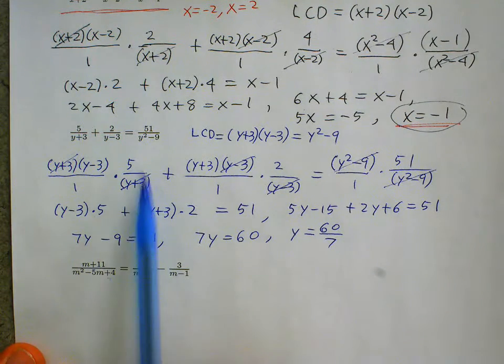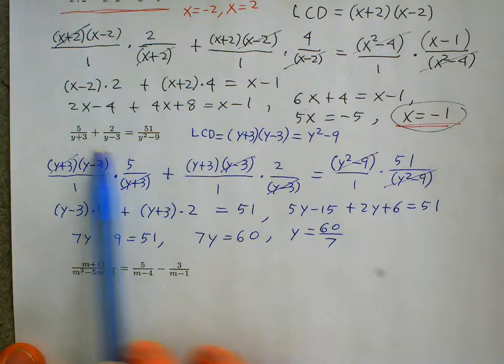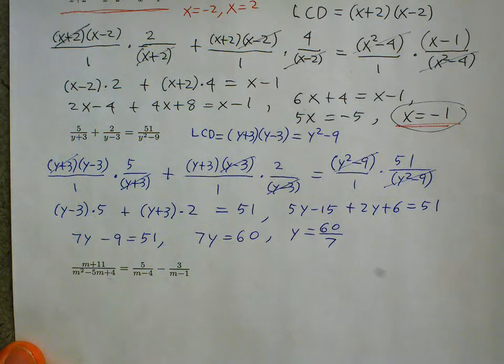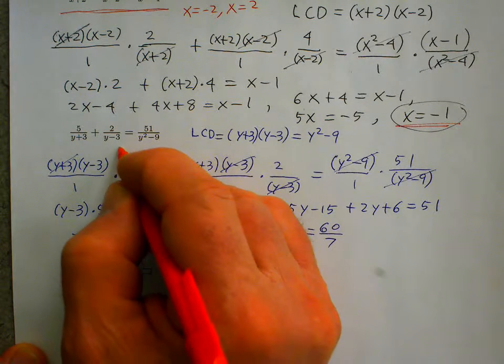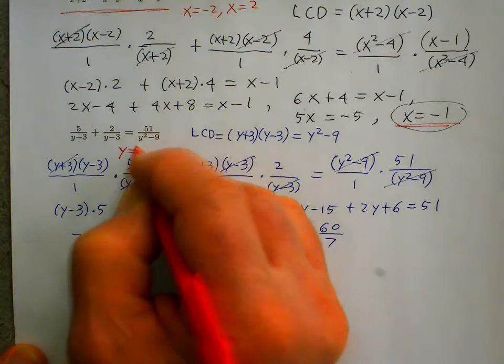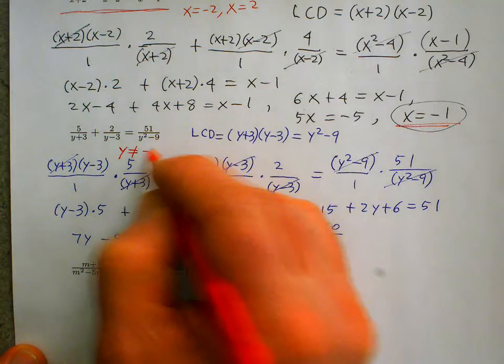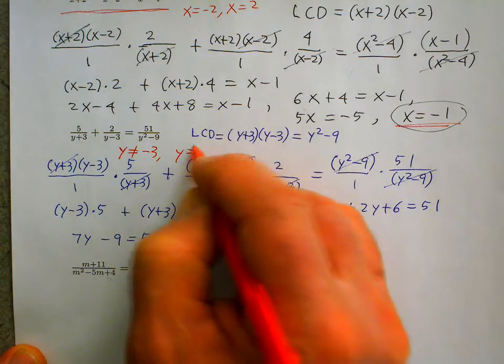The restricted values are 3 and -3. Our solution is not restricted. So up here I'll just say y is not permitted to be -3, and it's not permitted to be +3.